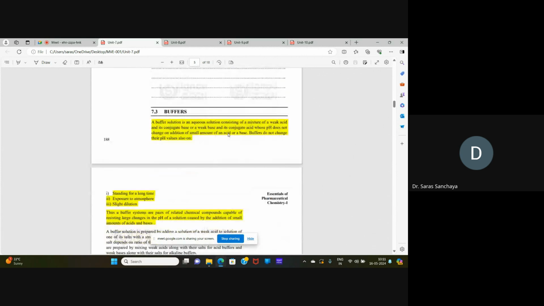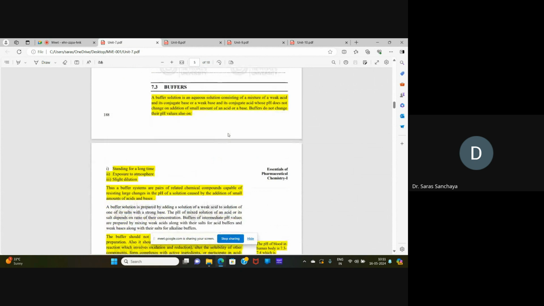Now we come to buffers. A buffer solution is an aqueous solution consisting of a mixture of weak acid and its conjugate base, or a weak base and its conjugate acid, whose pH does not change on addition of small amount of an acid or base. So buffers do not change their pH values also on standing for a long time or exposure to atmosphere or slight dilution with any acid or base.